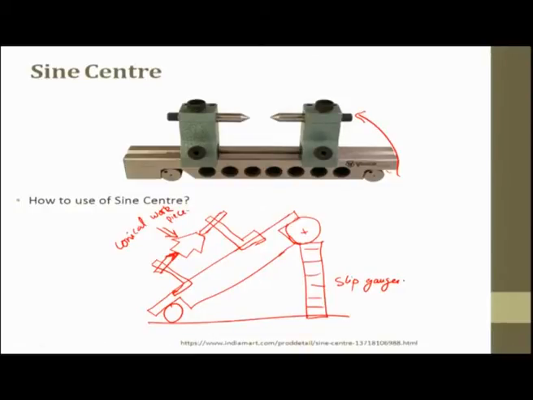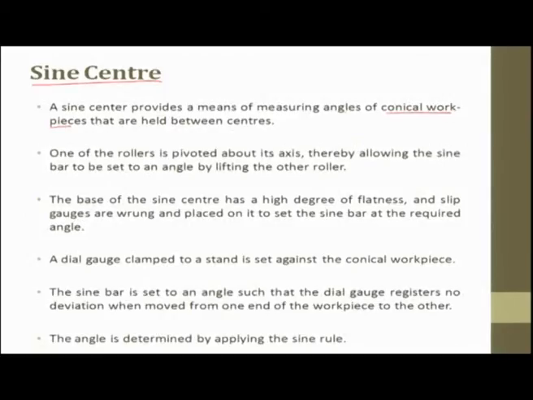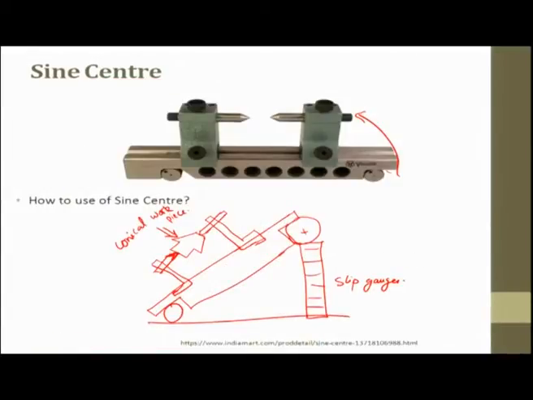So, if you go back and see, the base of the sine center has a high degree of flatness. The dial gauge clamped to a stand is set against the conical workpiece. You will set a dial here. The sine bar is set to an angle such that the dial gauge registers no deviation when moved from one end of the workpiece to the other end. Then the angle is determined by applying the sine rule. So, now we will put a dial gauge, move it here and there, and then try to figure out what is this height and angle.